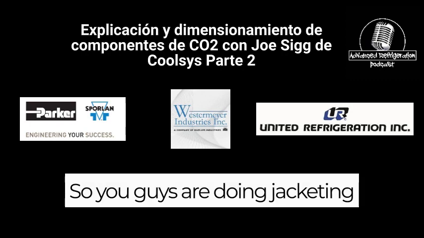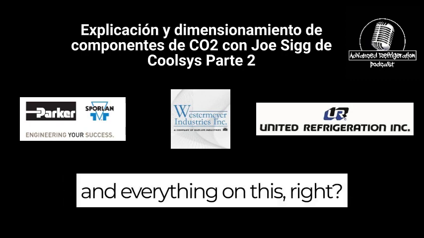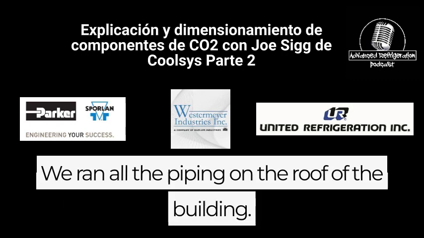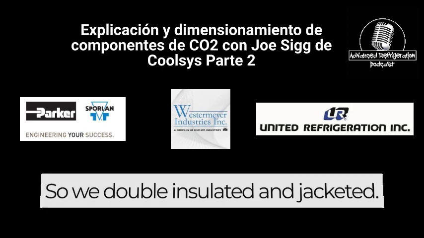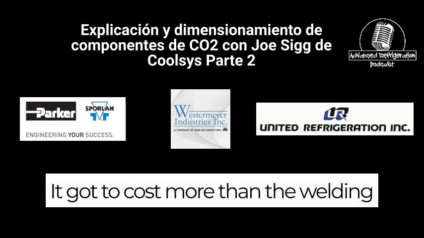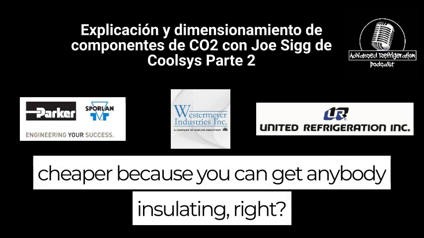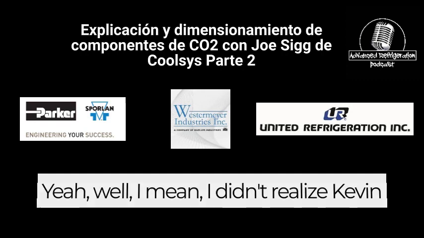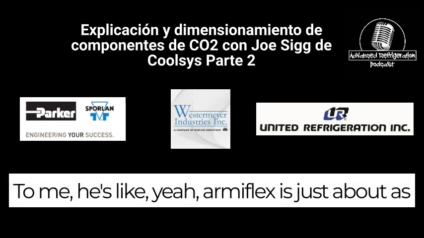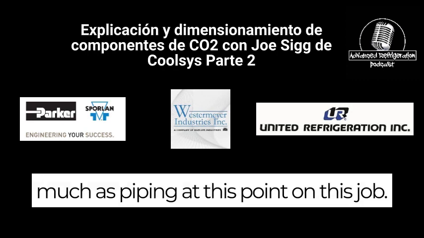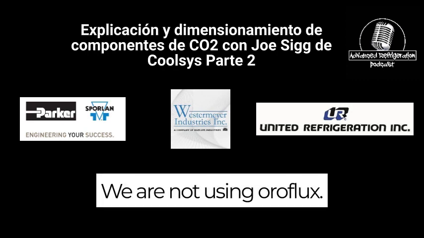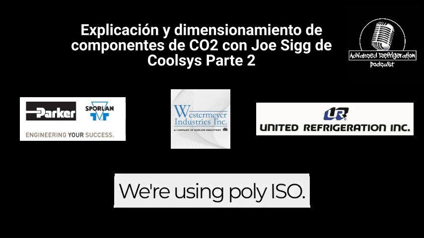All right. So you guys are doing jacketing and everything on this, right? Yes, we are. We ran all the piping on the roof of the building, for each evaporator. So we double insulated and jacketed it. It's got to cost more than the welding. Probably is, but the labor's cheaper because you can get anybody insulating, right? Kevin was the one that brought it up to me. He's like, yeah, Armaflex is just about as much as piping at this point. On this job we are not using Armaflex. We're not using elastomeric. We're using polyisocyanurate.